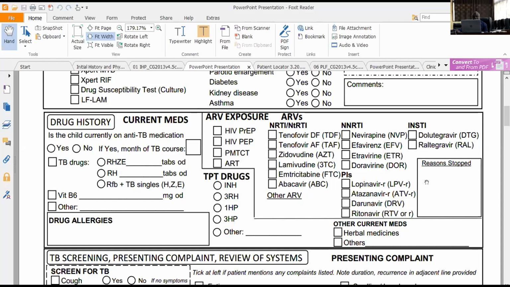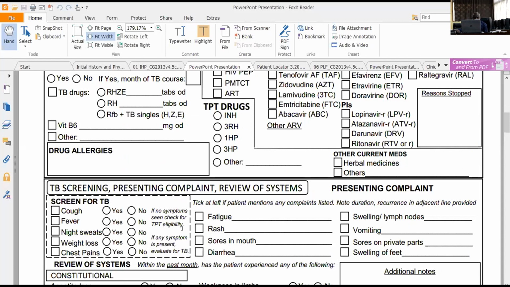Presenting complaints and review of systems. So you have seen that here, they have done some kind of merging. So you screen for TB by looking for those symptoms: the cough, the fever, night sweats, weight loss, and chest pains. So now here, if there are no symptoms, you check for TPT eligibility. But if there are any symptoms, then you evaluate for latent TB.